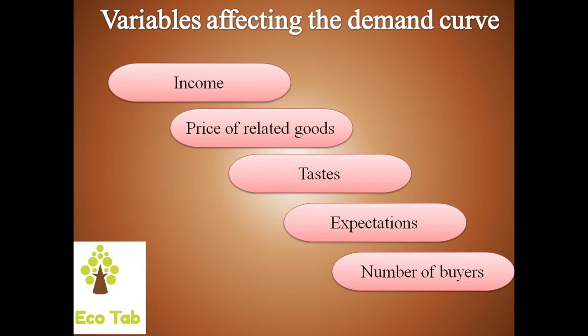In case of normal good, when income increases, demand also increases. That leads to shift in rightward direction. For example, tea, coffee, furniture, car, etc. But in case of inferior goods, when income increases, demand falls and thus leading to shift in leftward direction.